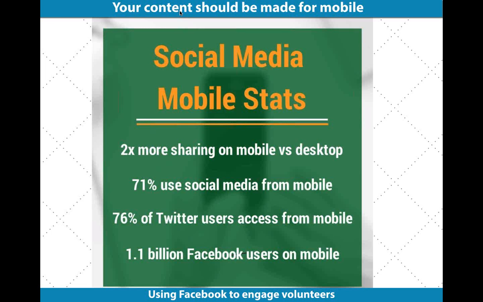And why is that? Well, look at the slide that I'm sharing right now. Twice as much sharing happens on mobile versus desktop, twice as much sharing. 70% of social media users are using it from mobile, okay? There was another research I saw where the top social networks on mobile devices are Pinterest and Instagram. Then we're looking at Facebook, and then Twitter, okay?